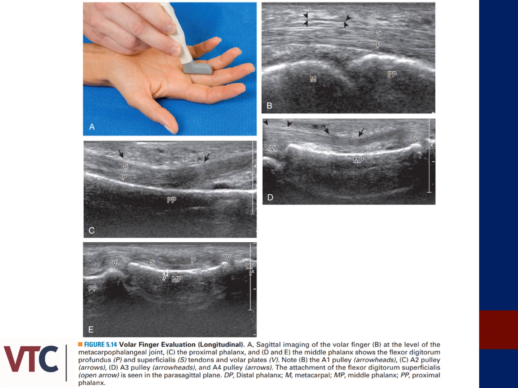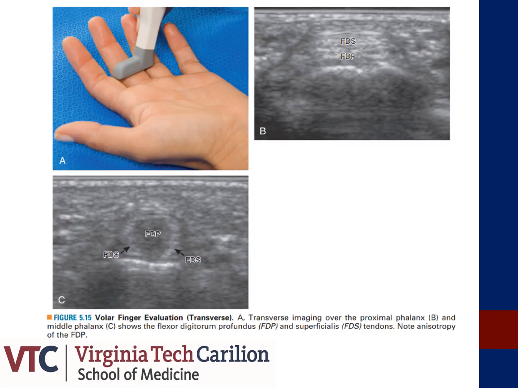And finally, figure E is just trying to better demonstrate that your flexor superficialis is coming in and attaching at the level of the middle phalanx, with your flexor digitorum profundus continuing distally and traversing over the DIP joint and attaching to your distal phalanx. These ultrasound images demonstrate the changing relationship between your flexor digitorum superficialis and profundus.